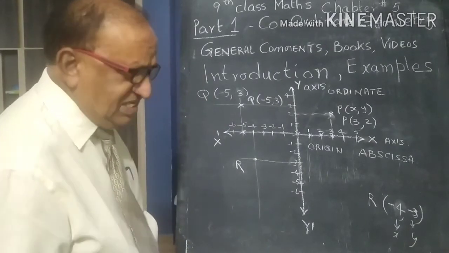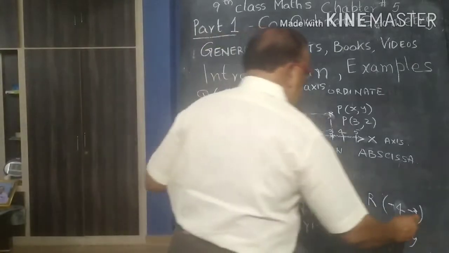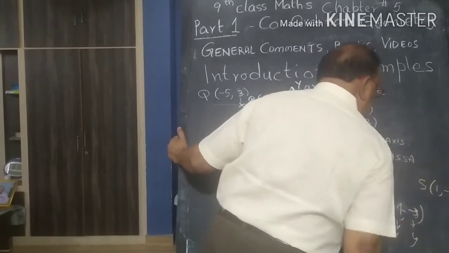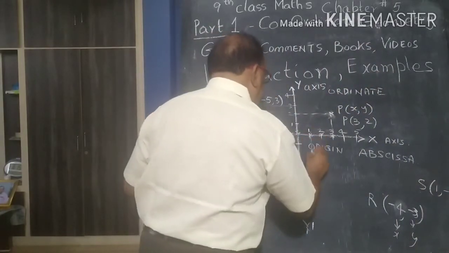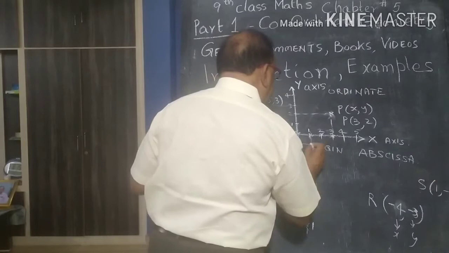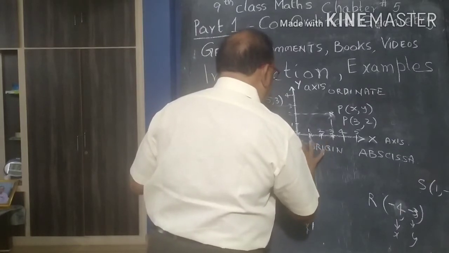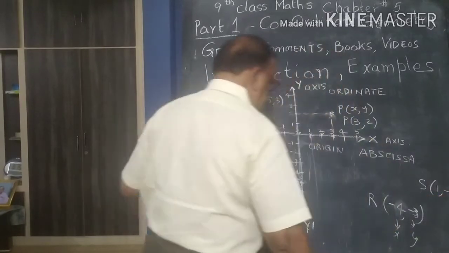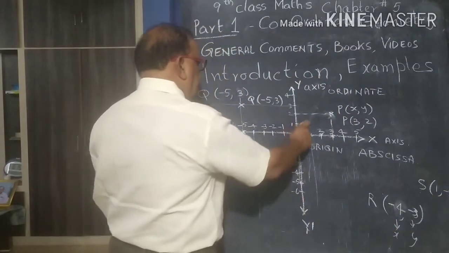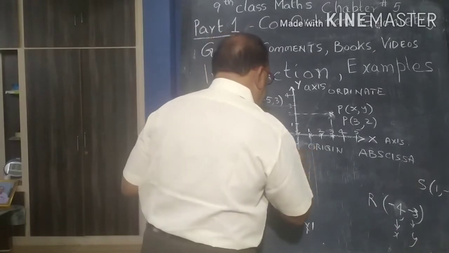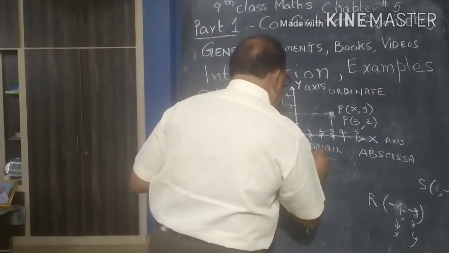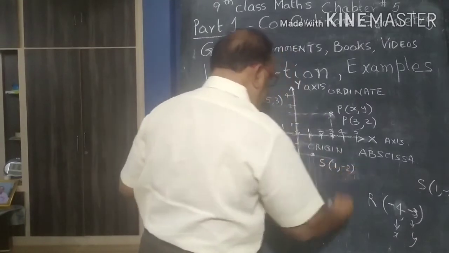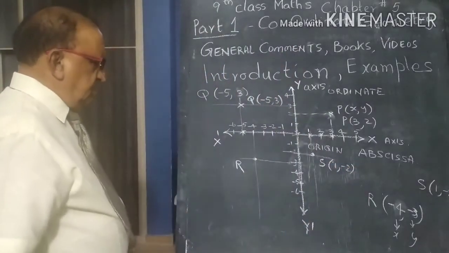So now, lastly, I will take another point. S is equal to (1, -2). Here this is 1, and this is minus 2. I will do something different, because otherwise it would intersect here. So this is S. S is (1, -2).